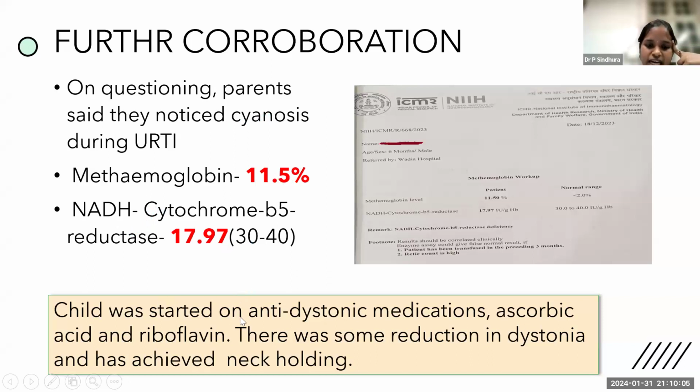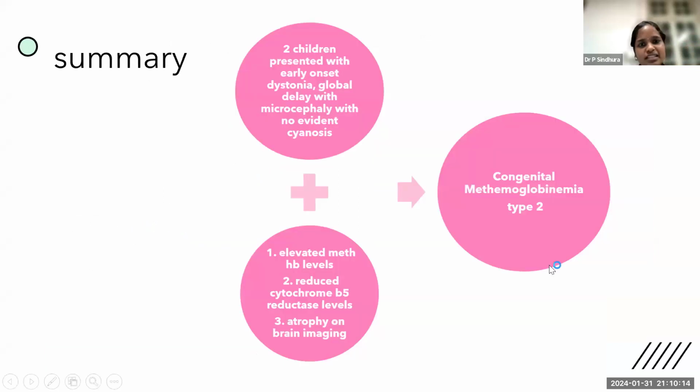So hence, the child was started on antidystonic medications, ascorbic acid, and riboflavin. There was some reduction in the dystonia, and the child has slowly achieved neck holding. So the presentation is probably congenital methemoglobinemia type 2.